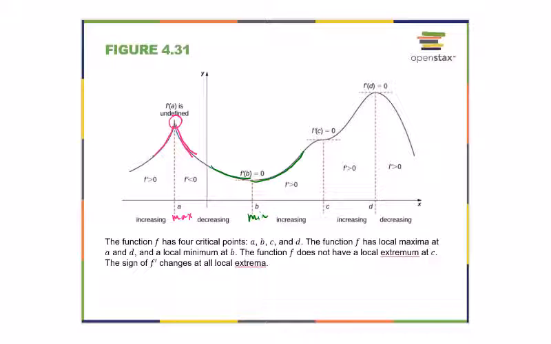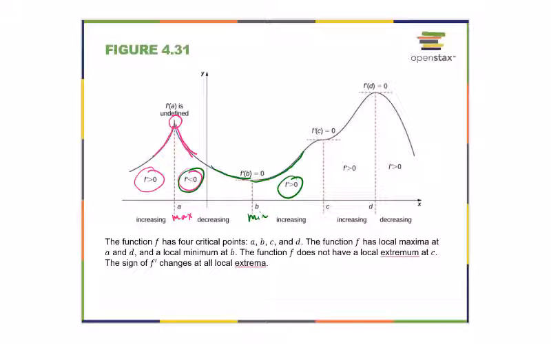Okay, and you can see, and we know this, that increasing means the derivative is greater than zero, and decreasing means the derivative is less than zero, right? And so if the derivative is less than zero on the right and greater than zero on the left, it'll be a maximum. If the derivative is less than zero on the left and greater than zero on the right, then it will be a minimum value.